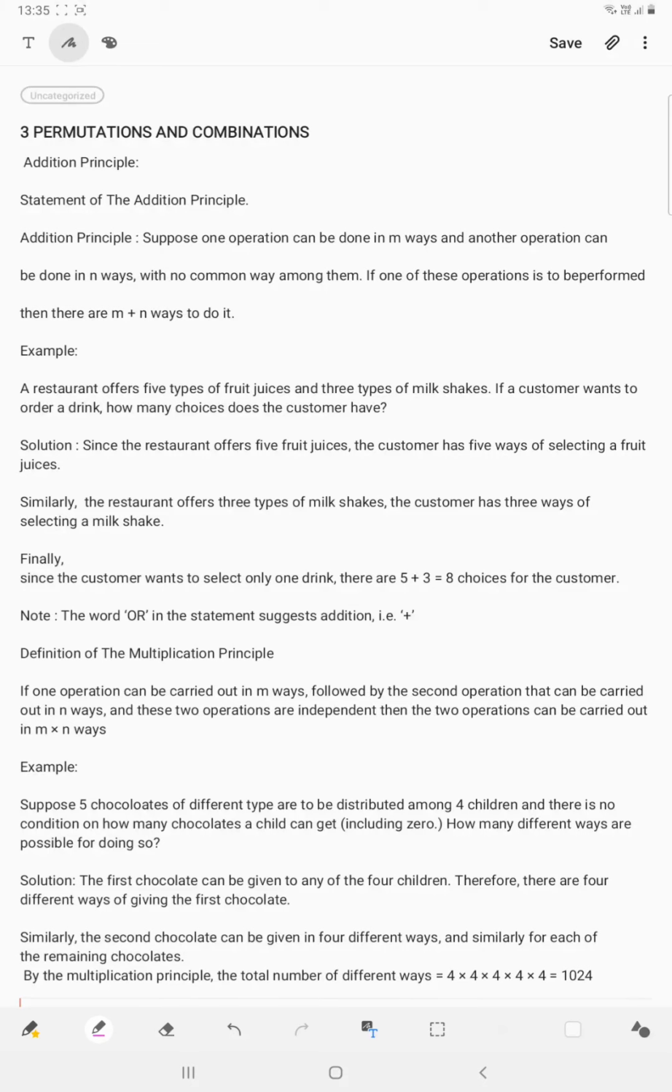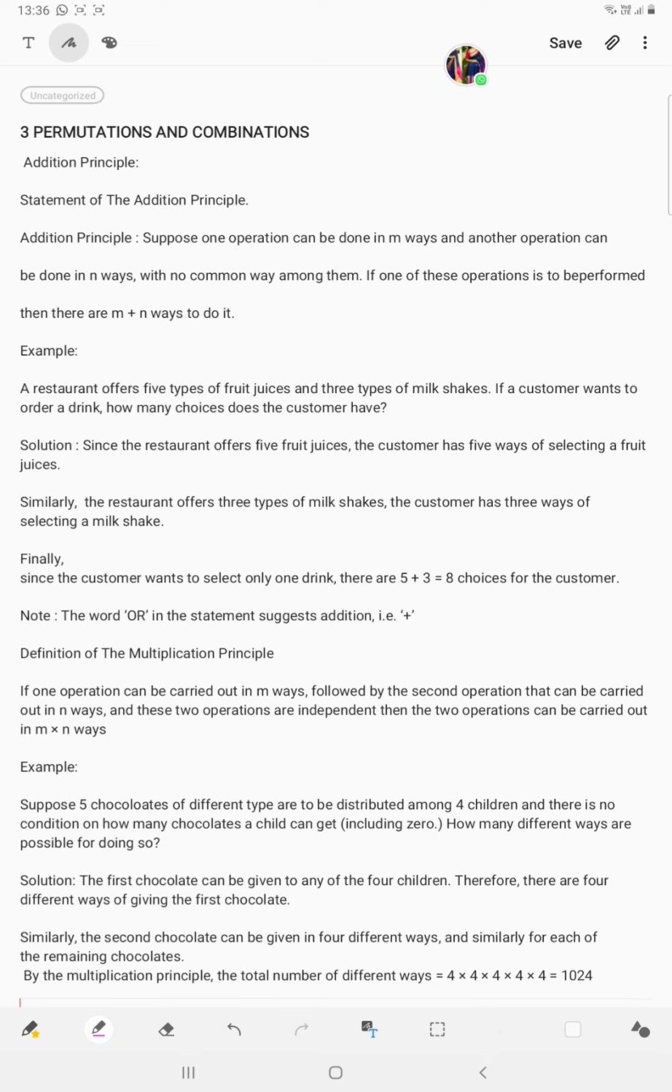The topic is permutations and combinations. Permutations and combinations is the extension of additions and multiplications of mathematics. Here we have principles of counting, which means one is addition, the second one is multiplication. Now, addition principle.